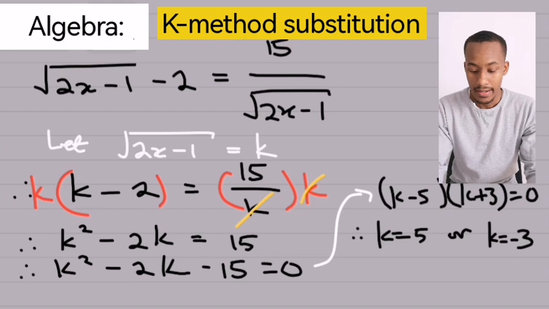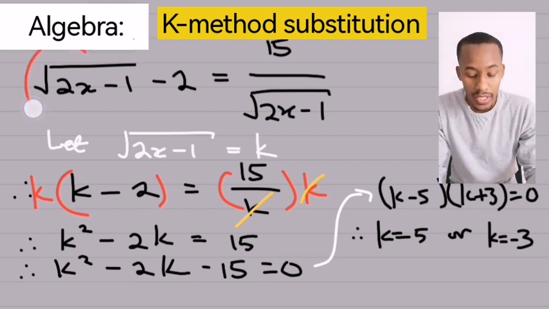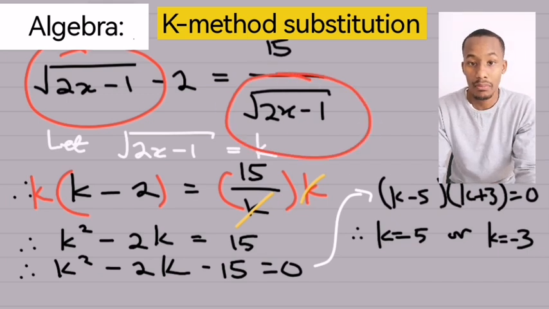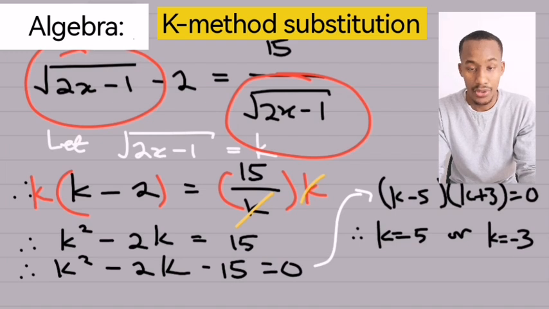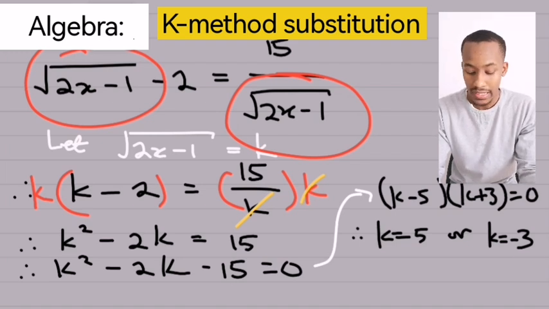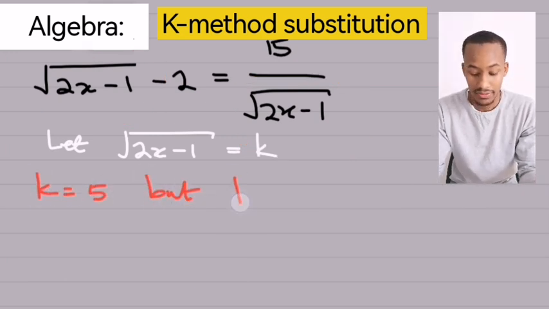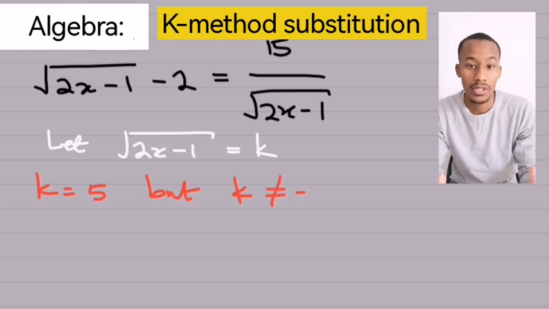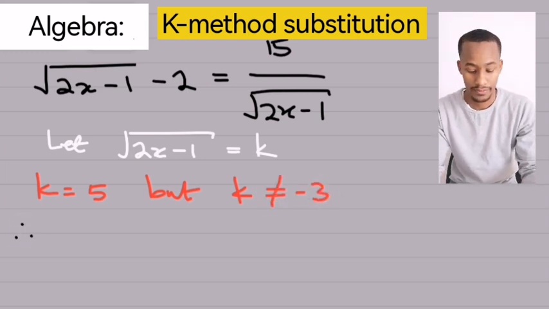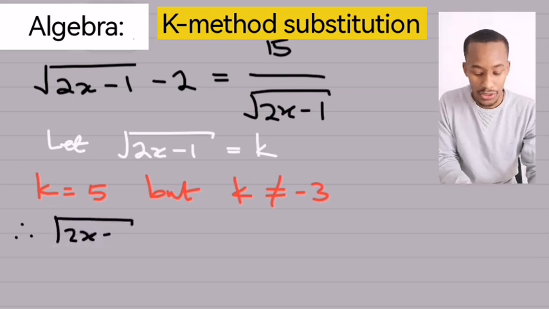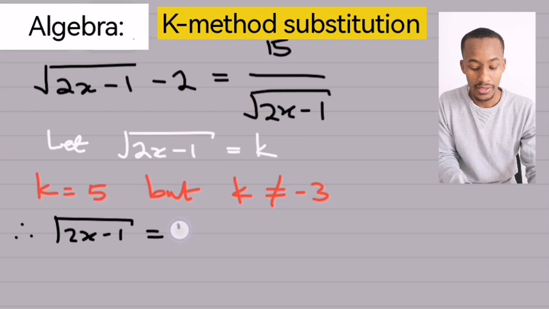Okay. Now, we know that the square root of 2x minus 1 has to be a positive number because in the original equation, it's represented as a positive number. So we know that k cannot be negative 3. So k can be equal to 5, but k cannot be equal to negative 3. So I'm just going to use the solution where k is equal to 5. Okay, so if k is equal to 5, then the square root of 2x minus 1 is equal to 5.